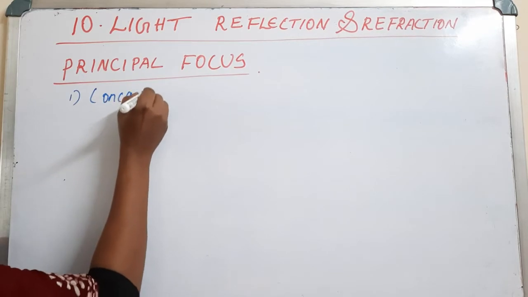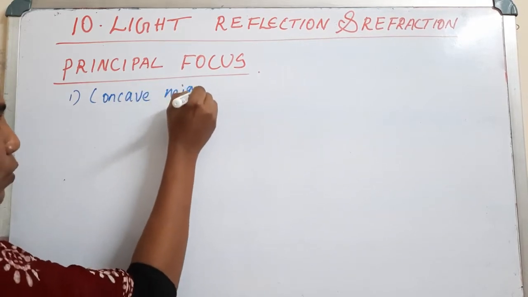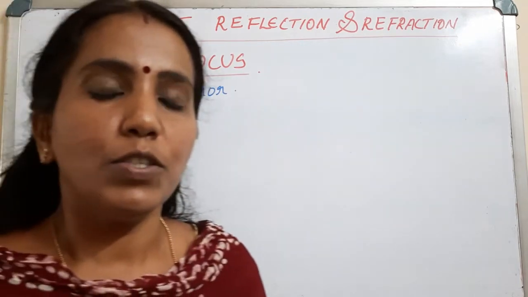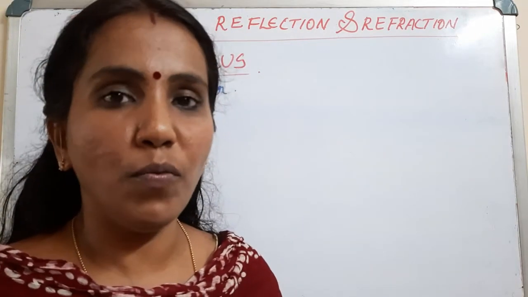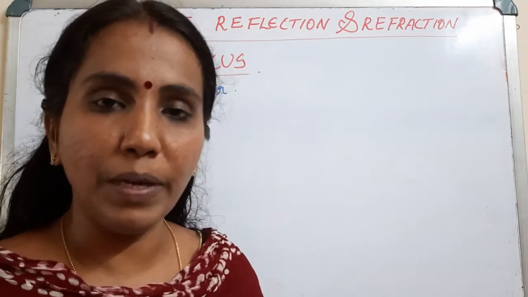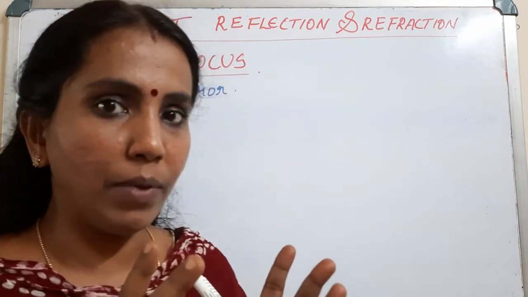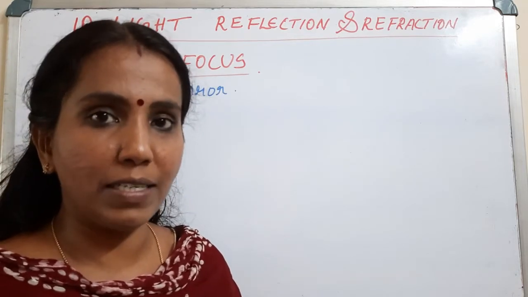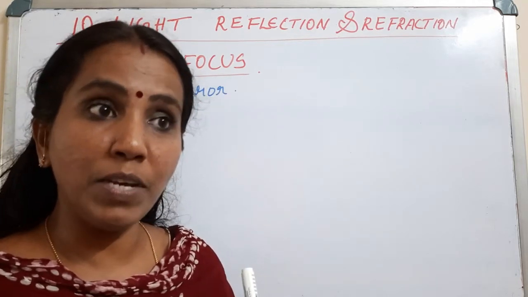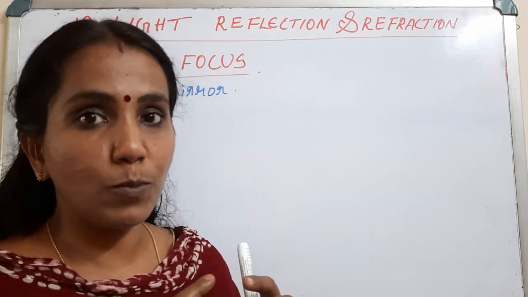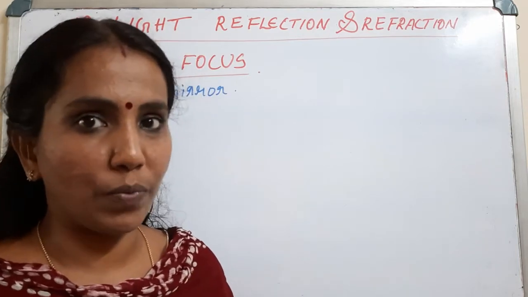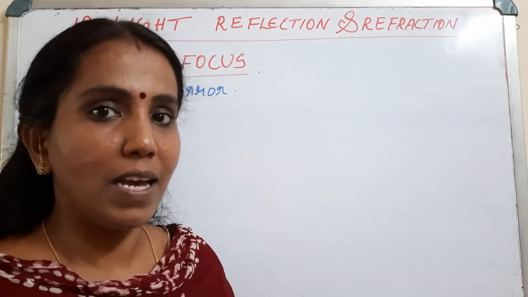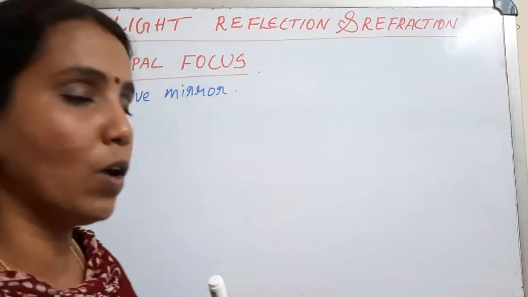In the case of concave mirror, what is the principal focus? When a parallel beam of light, what do you mean by parallel beam? All the rays in that beam are parallel to each other. So when a parallel beam of light falls, that means that parallel beam is parallel to the principal axis also. So when a parallel beam of light parallel to the principal axis strikes on the concave mirror.